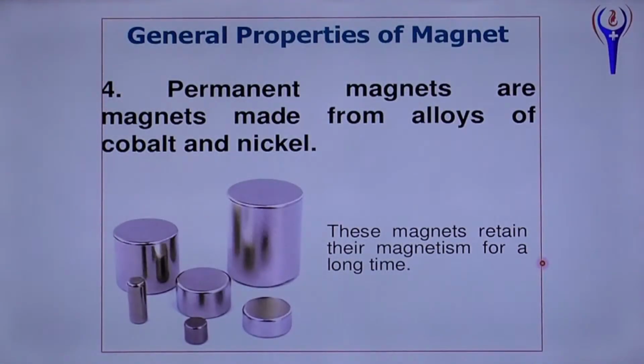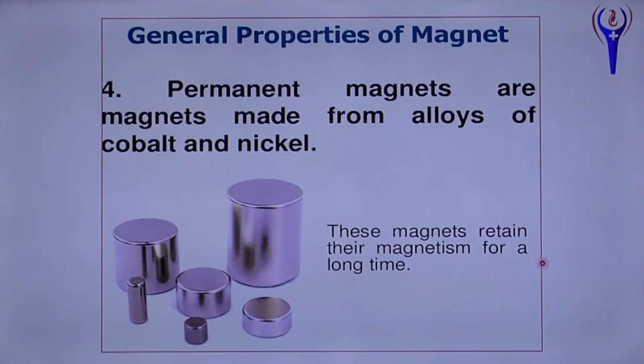Permanent magnets are magnets made from alloys of cobalt and nickel. Here is the question. What is the other substance? Cobalt and nickel. Actually, iron, nickel and cobalt are the 3 magnetic substances.